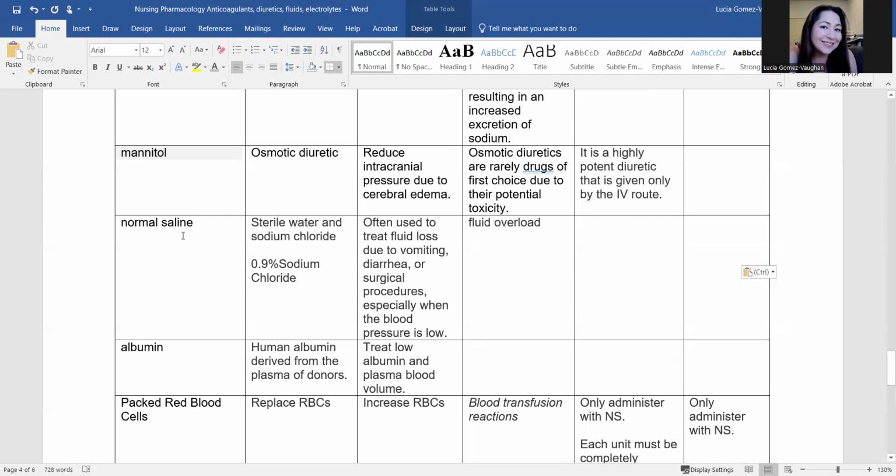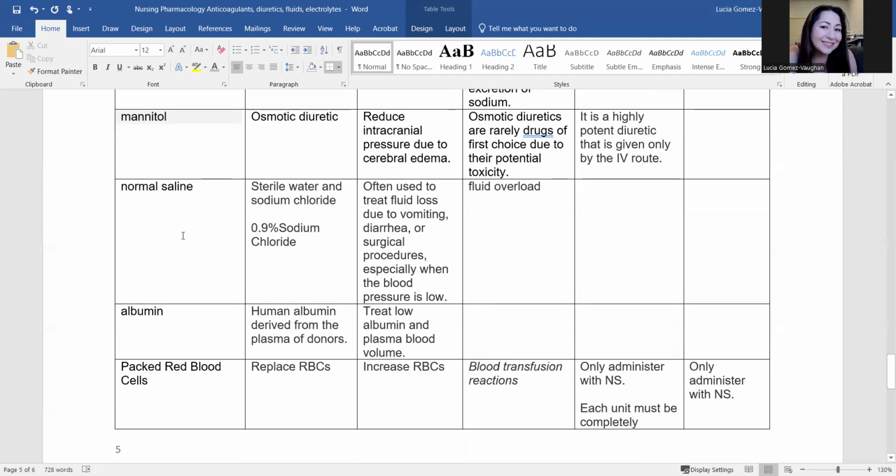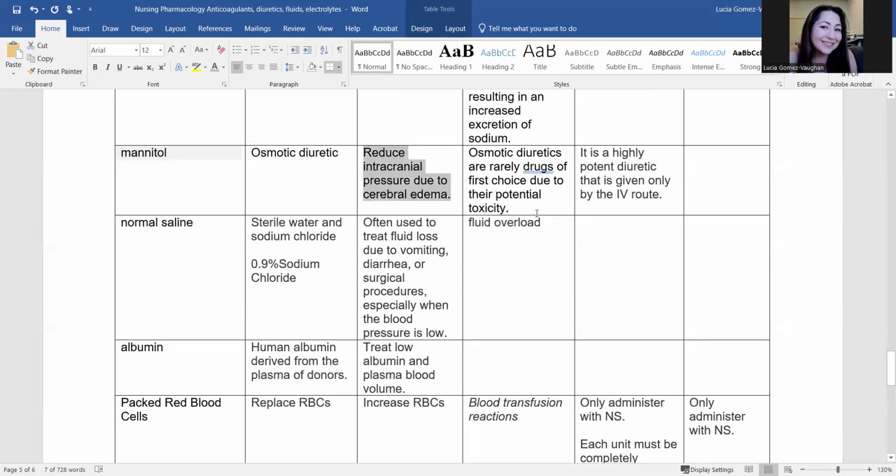Mannitol. Our other three diuretics are for hypertension or for getting fluid out of the body, let's say for congestive heart failure or liver failure. Mannitol is a very specific diuretic. It's an osmotic diuretic and it's given for a very specific reason: to reduce intracranial pressure due to cerebral edema. Osmotic diuretics are rarely drugs of first choice due to their potential for toxicity. It is a highly potent drug that is given by the IV route.